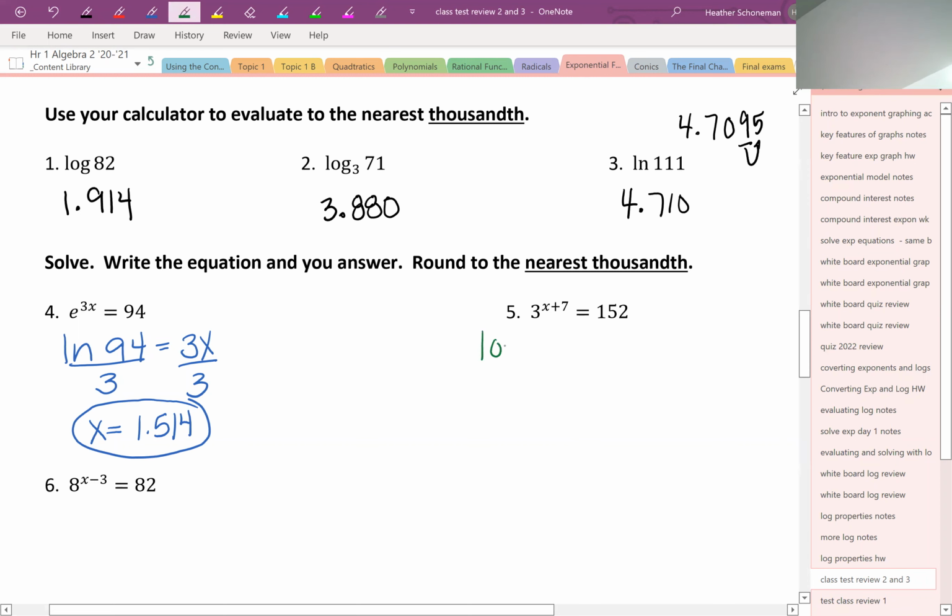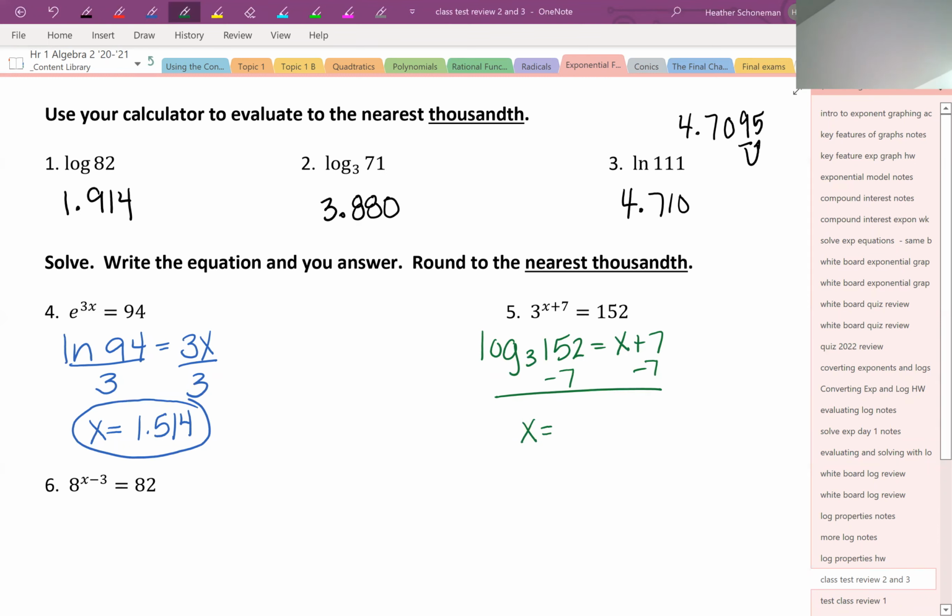Let's try this again on number 2. On number 2, I'm going to rewrite it as log base 3 of 152 equals x plus 7. So to solve, I'm going to subtract 7 from both sides, and then I can get my answer. So let's see how that goes into my calculator. To get a base of something other than the invisible 10, I have to go to my math menu, up to option A. So I have log base 3 of 152, arrow out of the parentheses, minus 7. You got to make sure you arrow out. And then we get negative 2.427.